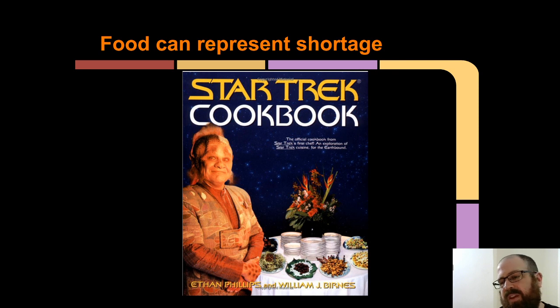So as we have food that's just the bare minimum to survive, we can have food that represents shortage, right? So this here is Neelix from Voyager. The cookbook pictured here is actually a real cookbook, the Star Trek cookbook, with a picture of Neelix on the cover, and it is one of the worst cookbooks I have ever tried to use. However, what is this Neelix from Voyager person, alien thing? He is the ship's chef. Why is having a chef a thing that represents shortage?